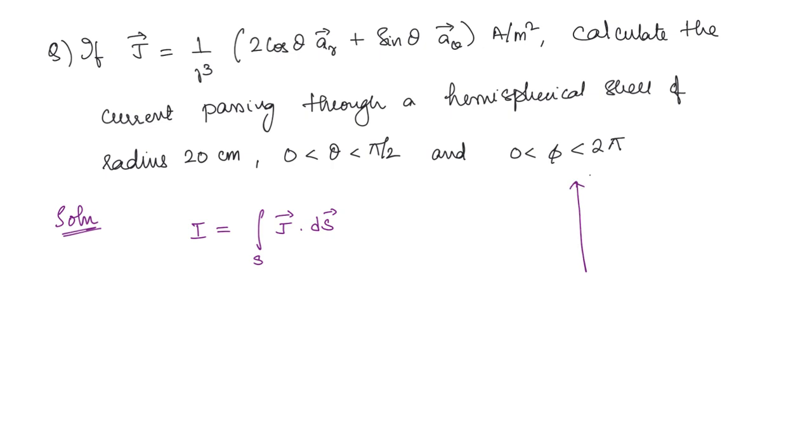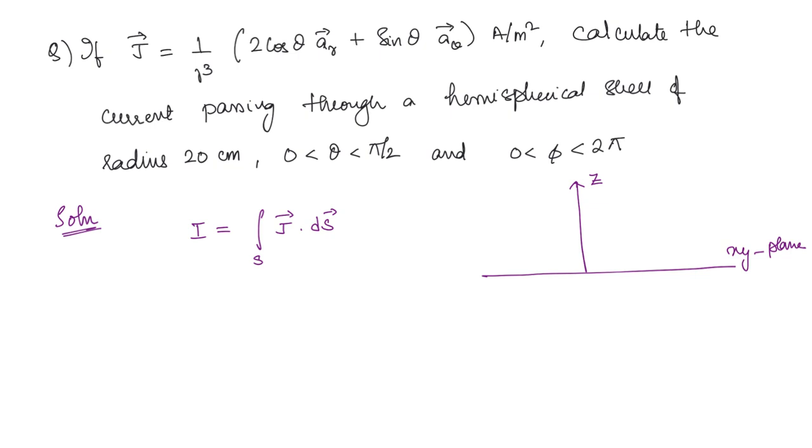If you take this as the z axis and this as the xy plane, why did we take it like this? Because 0 less than theta less than pi by 2, and theta is the angle made from the z axis. So theta extends from 0 to pi by 2 and phi extends from 0 to 2 pi, making a complete revolution. So it will be a hemisphere, and the radius of the hemisphere is 20 centimeter.